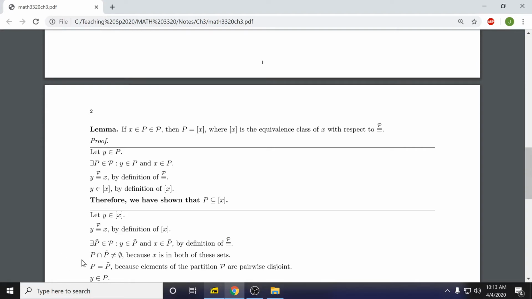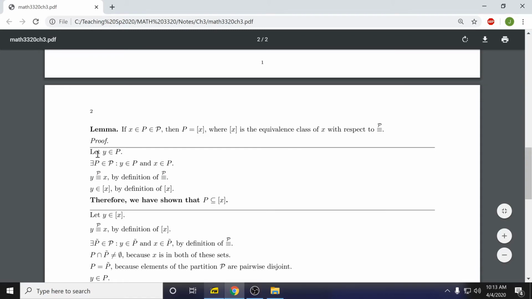So it turns out they're the same for exactly the same reason we saw earlier. We have this P tilde where Y is in P tilde and X is in P tilde. But we've already assumed way up here that X is in P. So if X is in P tilde and X is in P, that means P intersect P tilde is non-empty. But again, like we saw in the previous slide, that means P has to be equal to P tilde because these are pairwise disjoint elements. But if P is equal to P tilde and Y is in P tilde, that means Y is in P. And so we're done with this lemma now.